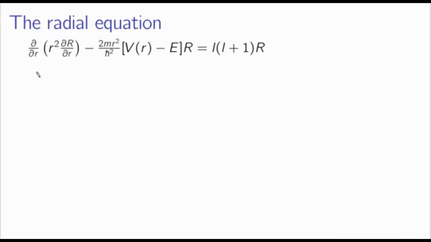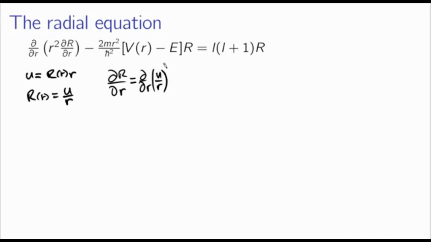We can simplify this equation by rewriting it in terms of some new function u given by capital R of r multiplied by r. Put another way, the function capital R of r is given by u divided by r. So u is a function of r, and if we make these substitutions in this original equation, the form of the equation simplifies slightly. For instance, I've got terms like the partial derivative of capital R with respect to r. If I write this in terms of u, it's the partial derivative with respect to r of u over r, and this doesn't look like it's getting very much more simple, but you'll see what happens in a moment.